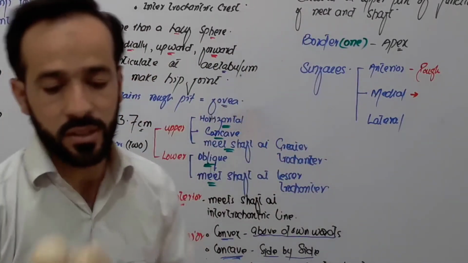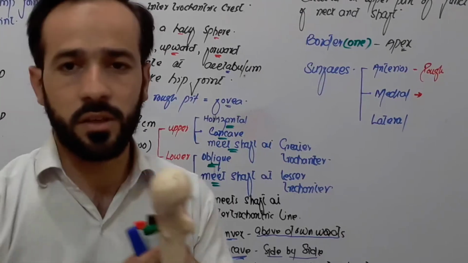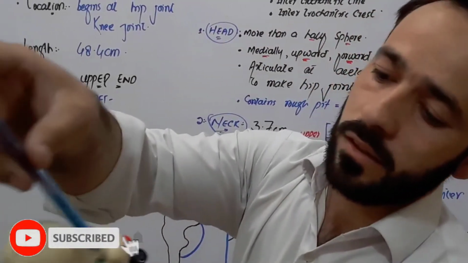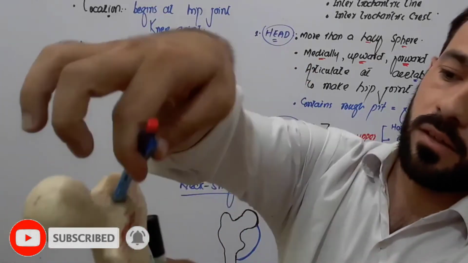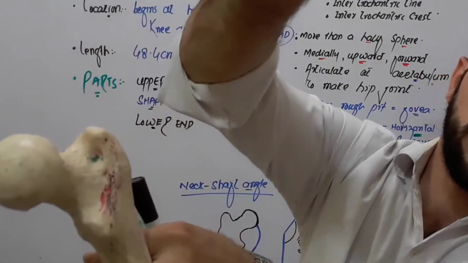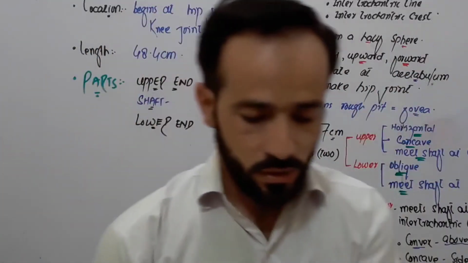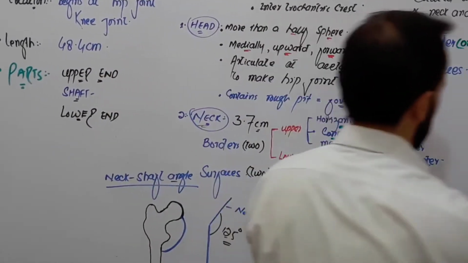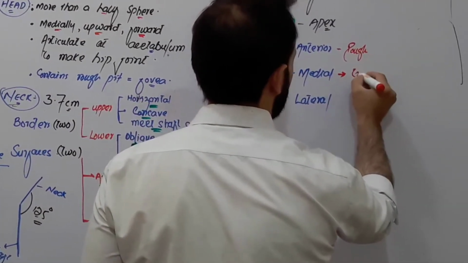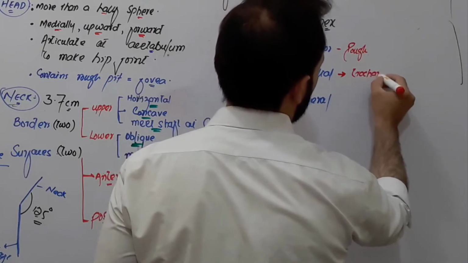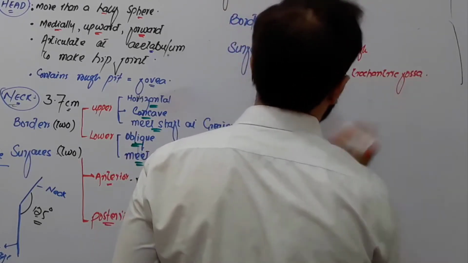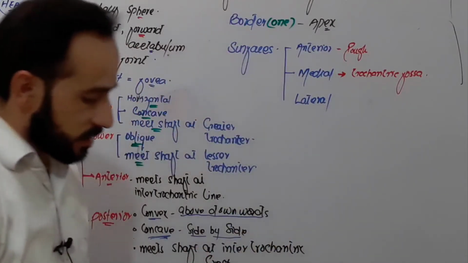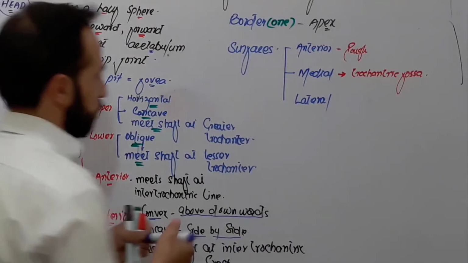Okay, friends, and then we say that the medial surface has a small depression, a cavity, and this is called the trochanteric fossa. So if you can see it here, look here, this is the depressed part, right? This is the depression. So this part is called the trochanteric fossa. So the medial surface has a depressed trochanteric fossa there, right? And about the lateral surface, there are not so many important points.